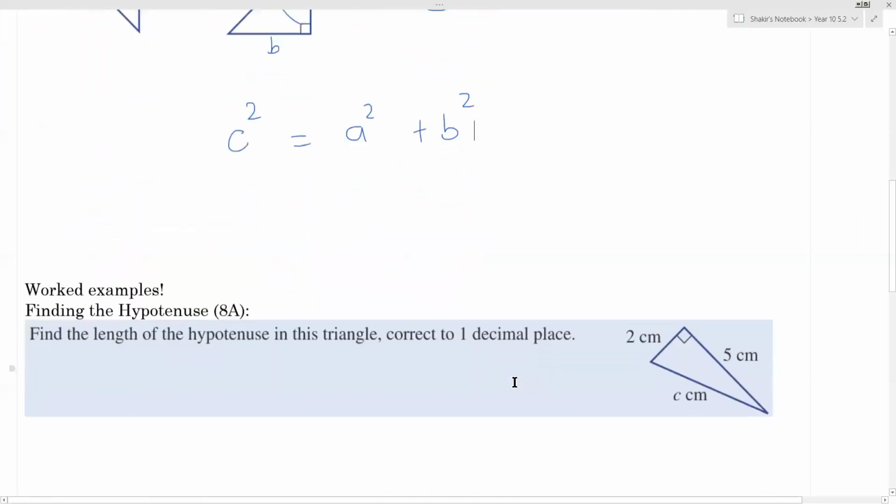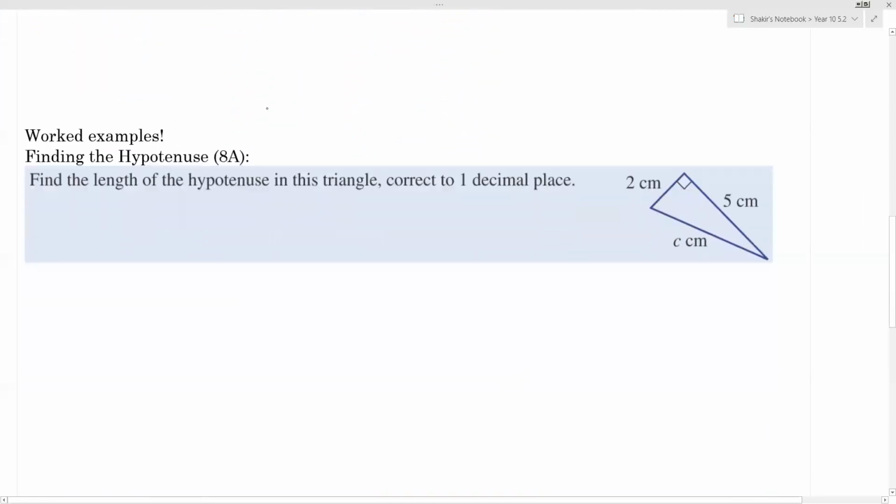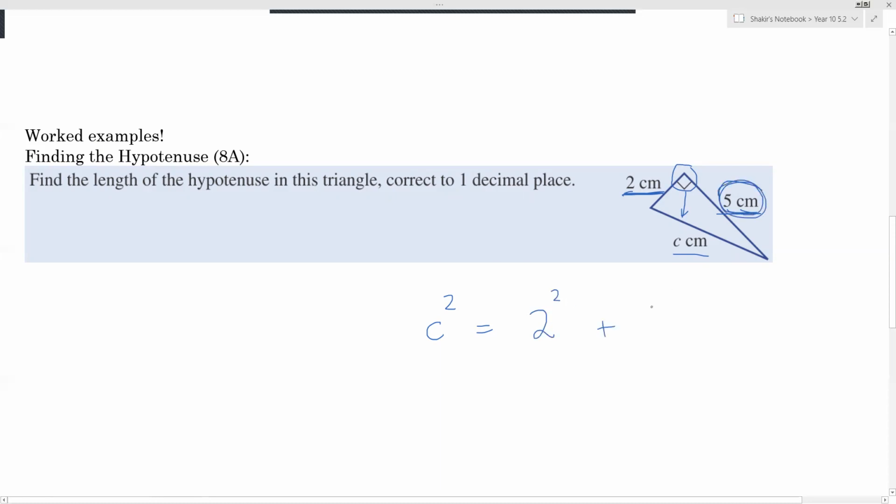Okay, so let's have a look at a worked example. Find the length of the hypotenuse in this triangle, correct to 1 decimal place. The hypotenuse is this because we have the right angle here, and opposite the right angle, we have that. So c squared is going to equal the sum of the other two sides squared. So the shorter sides over here are 2 and 5. Now I'll write 2 first because why not? Doesn't matter. I'll write 2 squared plus, and now I'm going to write this side squared, so 5 squared.